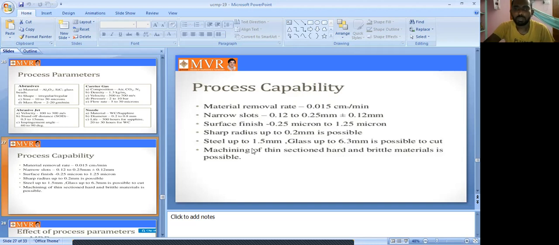Okay, in steel 1.5 mm we can remove, and glass up to 6.3 mm is possible. Above 6.3 mm it is not possible for the abrasive jet machining process. In steel 1.5 mm is the maximum. If we want to increase it, we cannot.